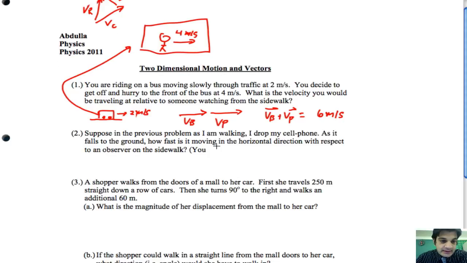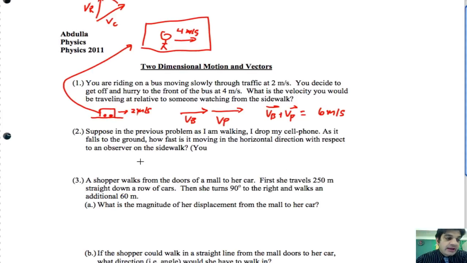Now, here is actually an interesting proposition, which is we're now walking in the previous problem and we drop our phone. And the question is, in the horizontal direction, what's the horizontal speed of that cell phone? So to figure that out, let's look at a video that sort of explains how this works.